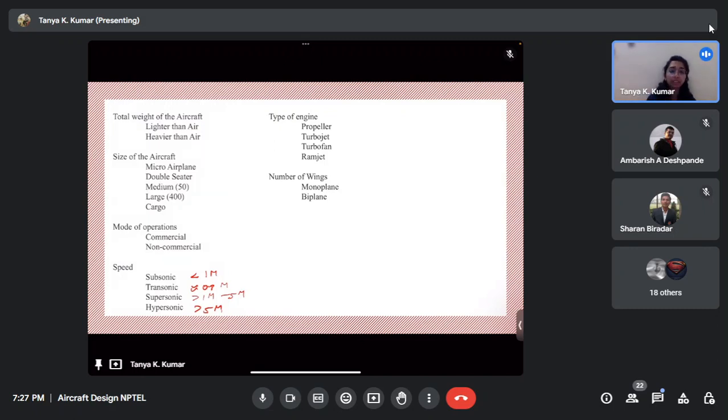So, these are some of the basic classifications of aircraft. There are several other categories. Do feel free to go and explore all of them. This is just the basic, some of the things that I thought we should be going through.